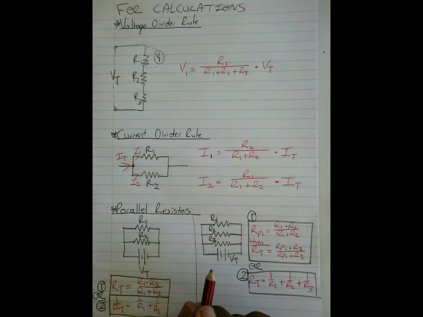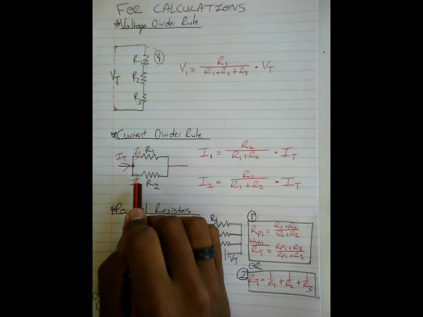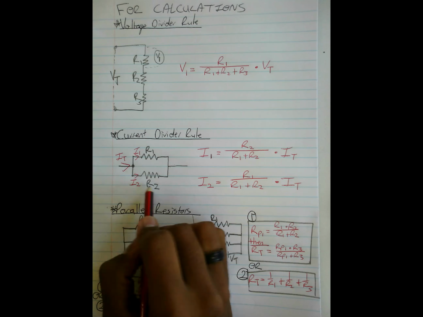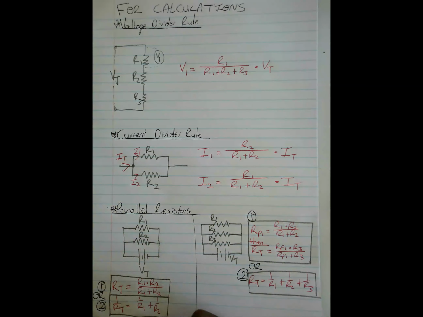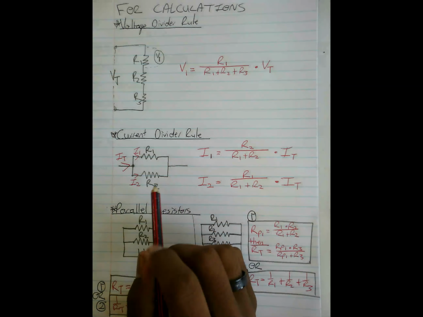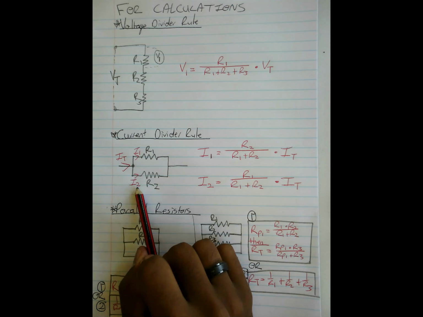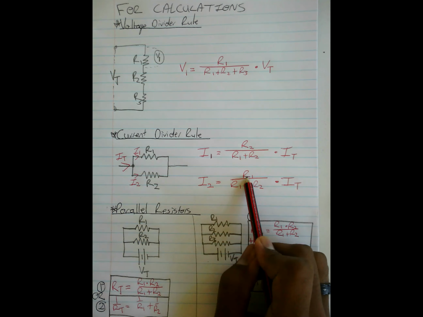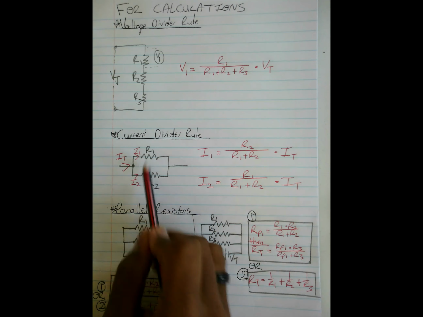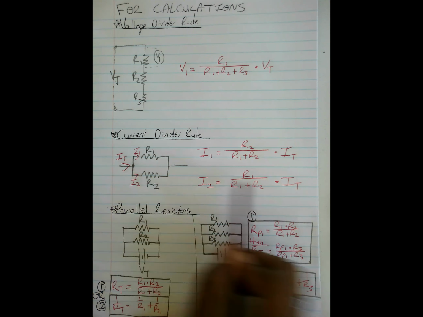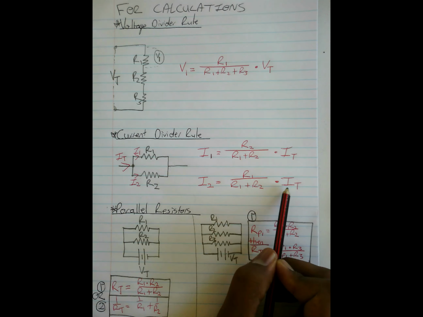Another way, okay, we leave it for last. So I2 is the current drawn by resistor 2, because current is drawn in the circuit. So the current drawn, I2, we can get by saying R1, this resistor, over the sum of these two resistors, the addition sum, multiplied by the total current.